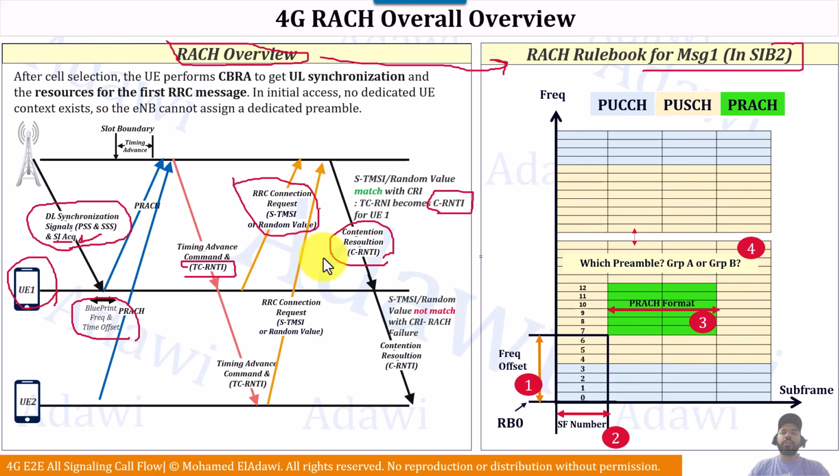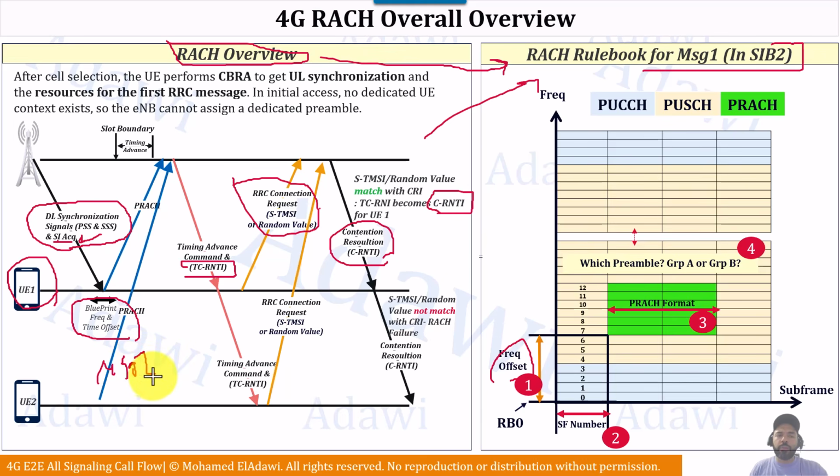So what else do we have? If you look at the right side here, this is just a quick visualization of all the parameters we are going to discuss. I split it into 4 points. Point number one is related to the frequency offset. As I told you, this is called message one.